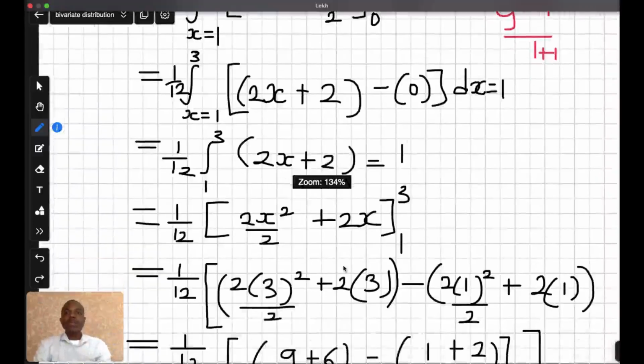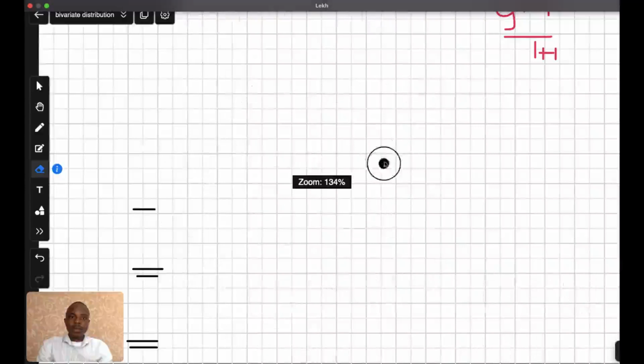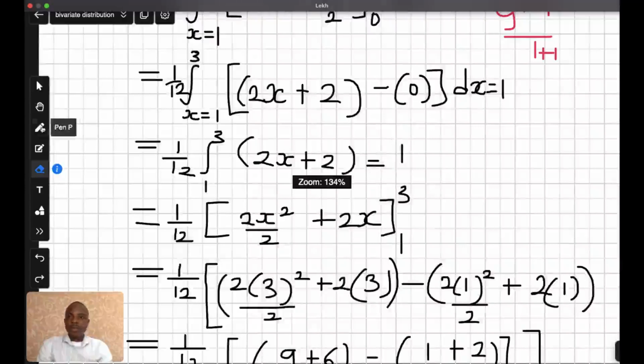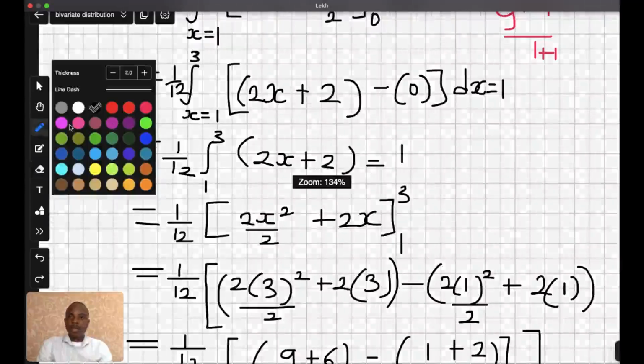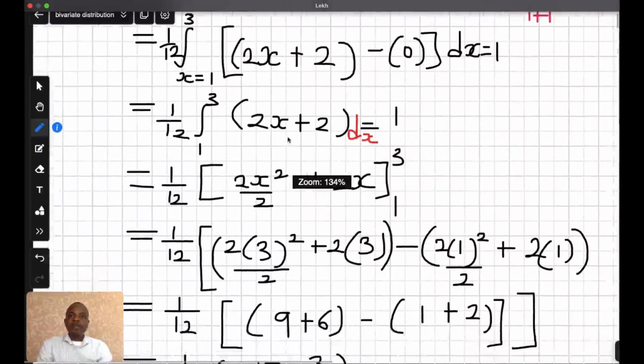So now we want to integrate with respect to x. From here, something is missing, so let me just put that in red. You can follow up. The x is actually supposed to come in before the equal to 1. Now we are integrating this with respect to x.